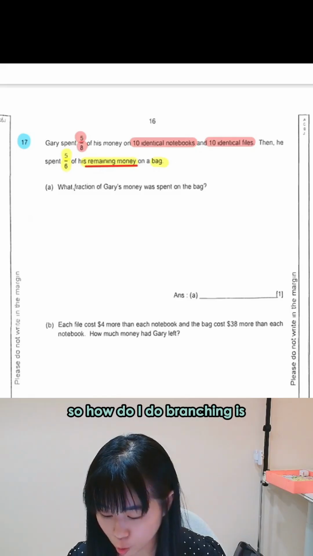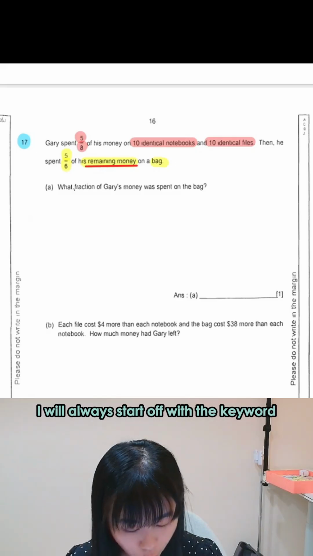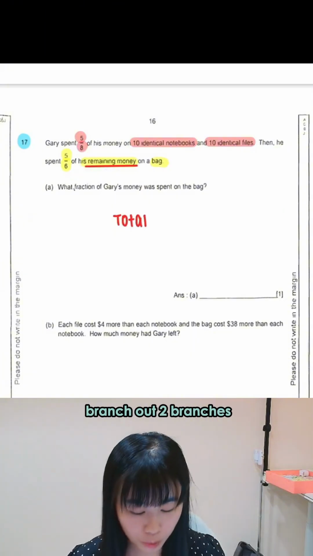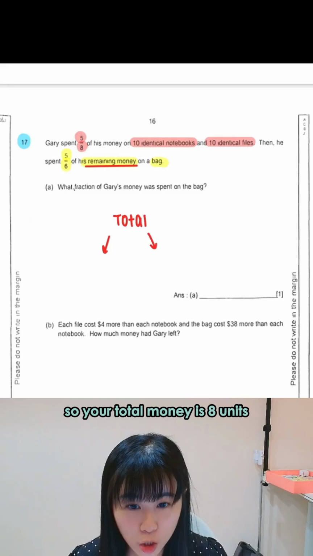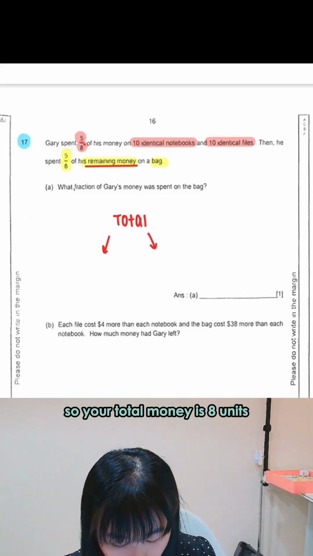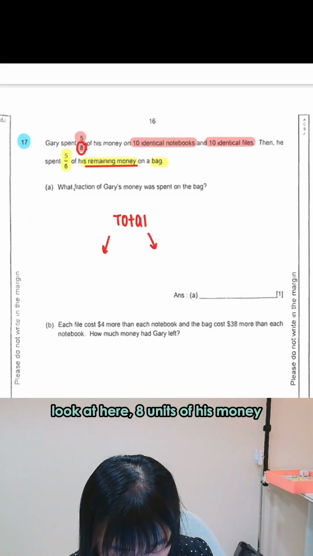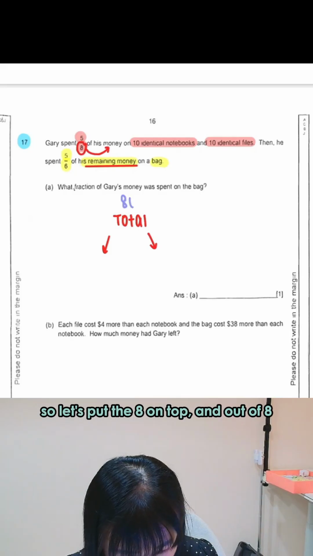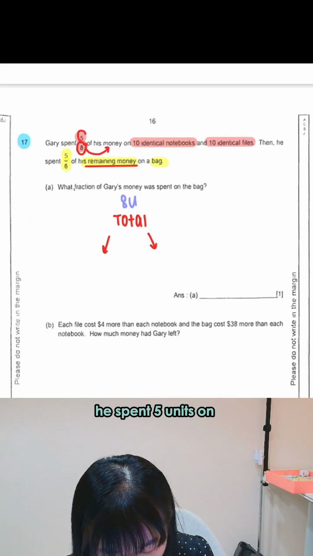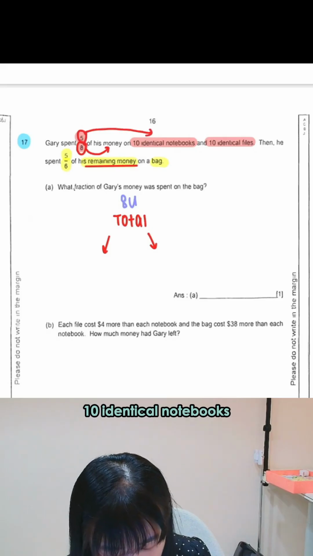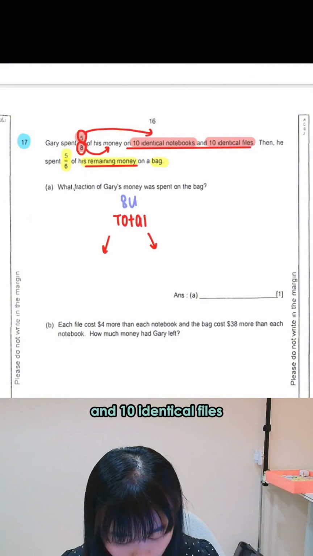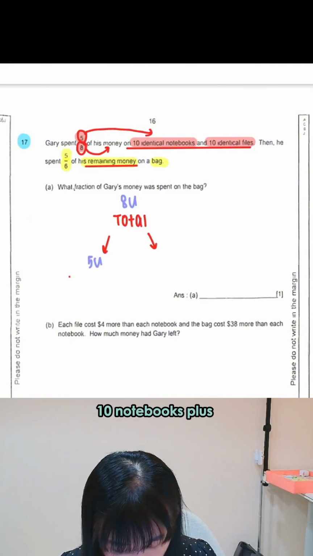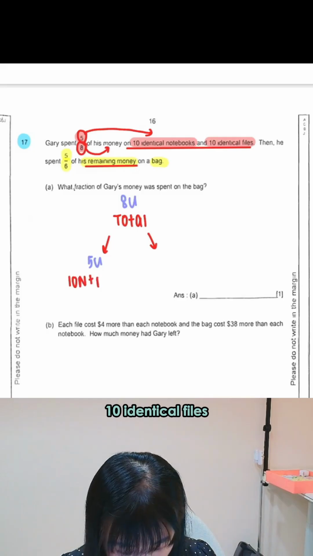So how do I do branching? I will always start off with the keyword that is called my total. Every time branching, branch out 2 branches. So your total money is 8 units. Look at here, 8 units of his money. So let's put the 8 on top. And out of it, he spent 5 units on 10 identical notebooks and 10 identical files. Branch out that time, the 5 units is for your 10 notebooks plus 10 identical files.